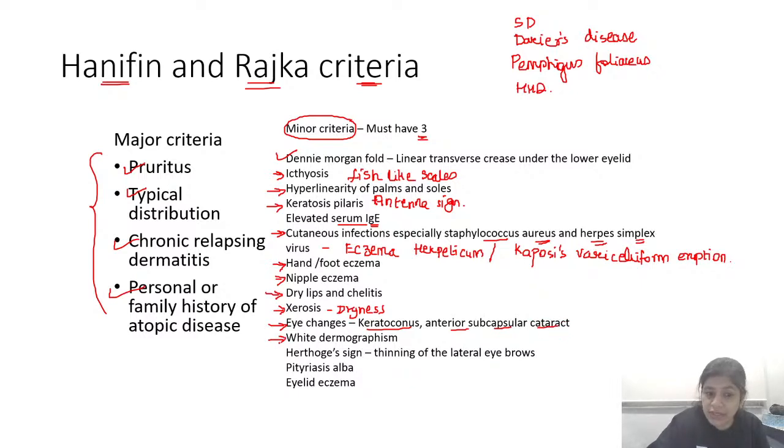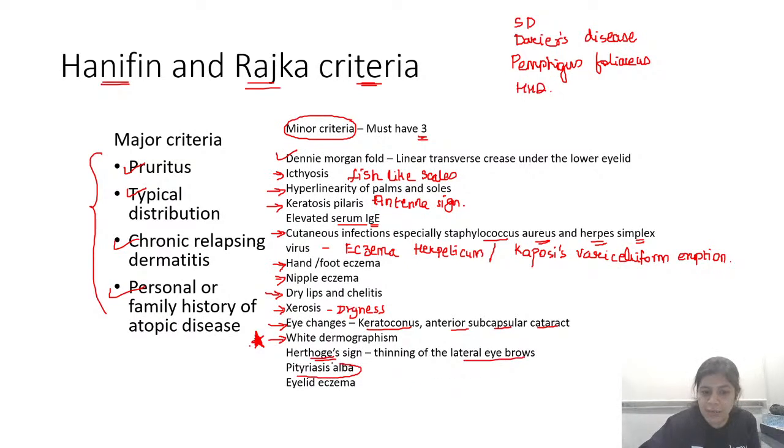White dermographism, again a very important MCQ. We have discussed this earlier. White dermographism is because of an abnormal vascular response that happens in patients with atopic dermatitis. Headlight sign we have already discussed. It is the thinning of the lateral eyebrows.